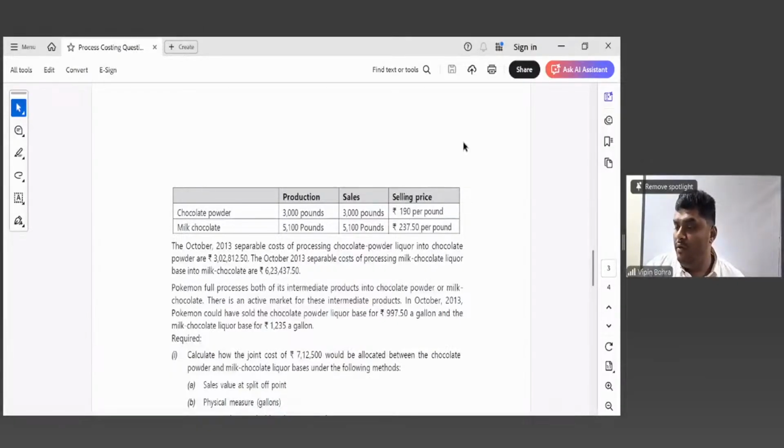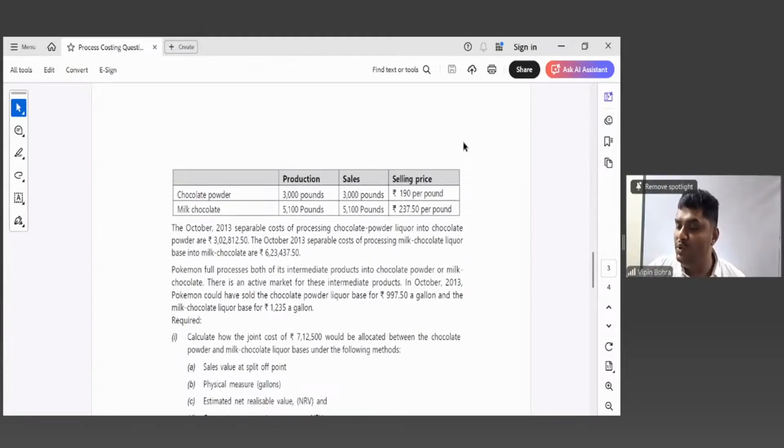also, wherein in October 2013, Pokemon could have sold chocolate powder liquor base for 997.50 a gallon and milk chocolate liquor base for 1235 a gallon. So many complicated words and so many things are there in the question.